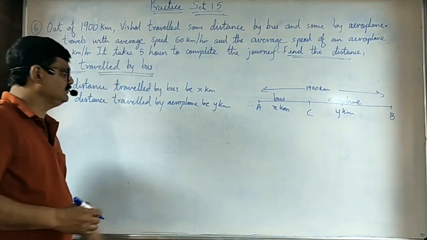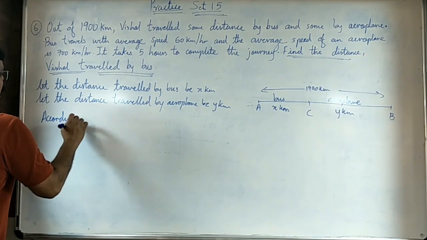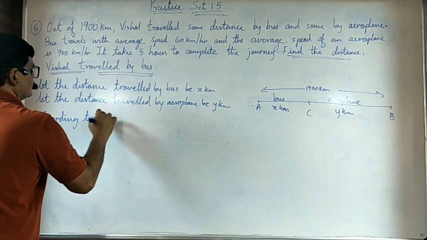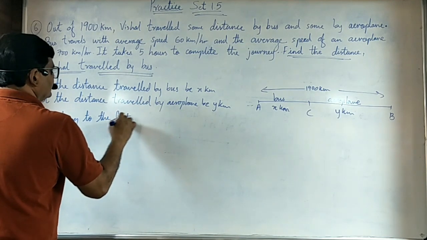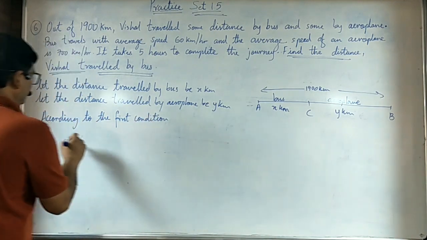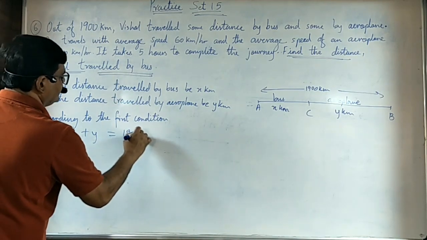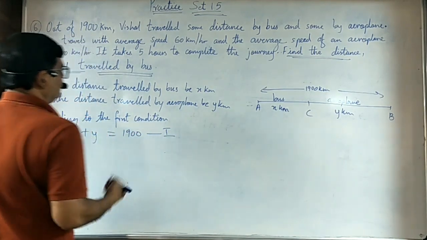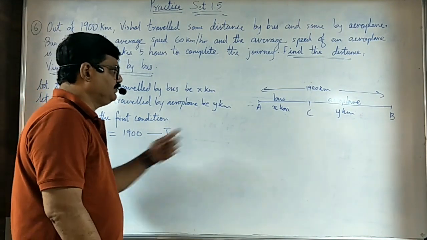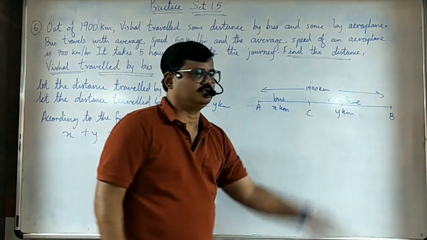Okay, so it is very simple. According to the first condition, I'll write over here: the distance traveled by bus plus the distance traveled by aeroplane equals the total distance, 1900. That is our equation number 1. So simple it is. x plus y is equal to 1900.